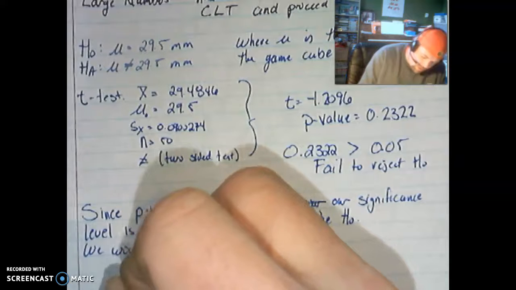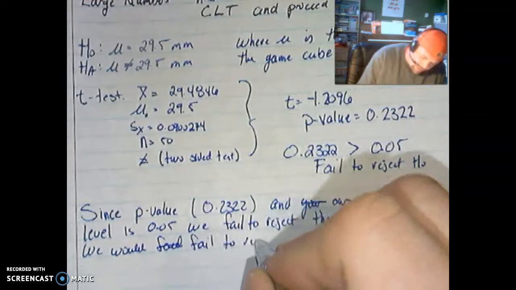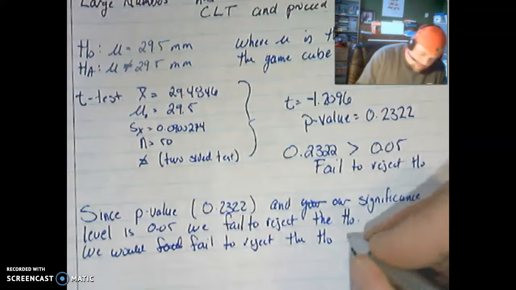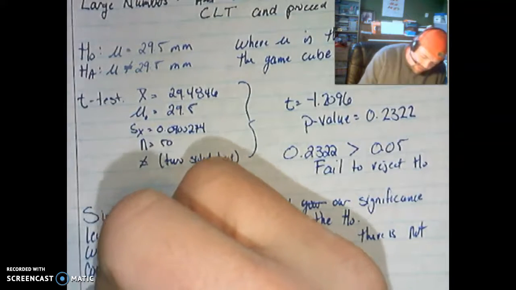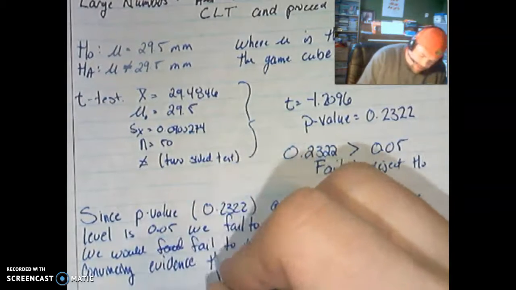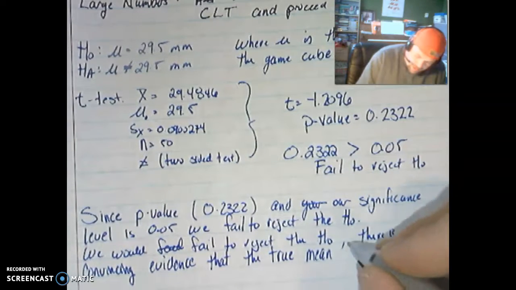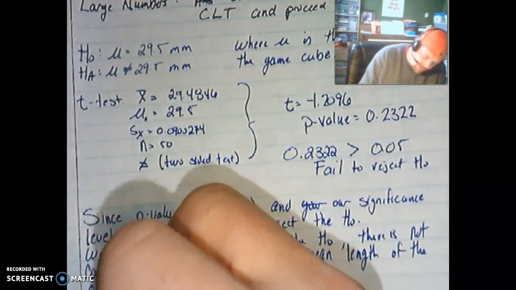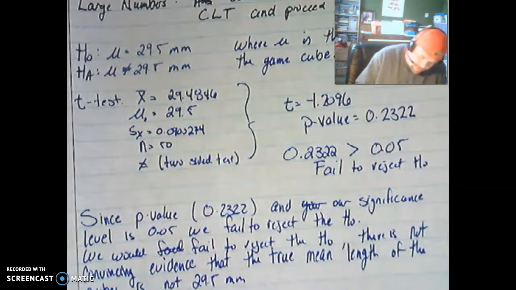so we would fail to reject. There is not convincing evidence that the true mean length of the cubes is not 29.5 millimeters.